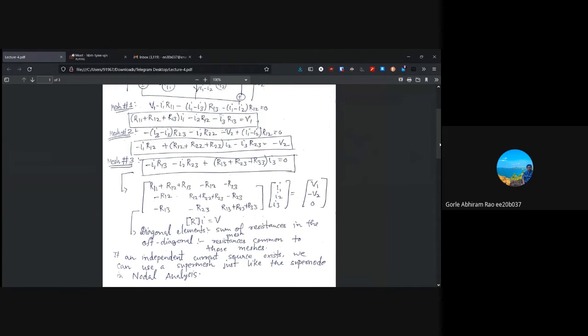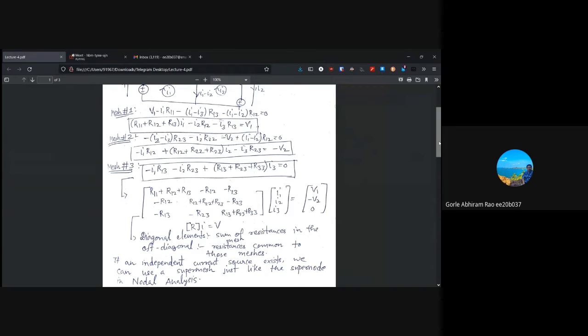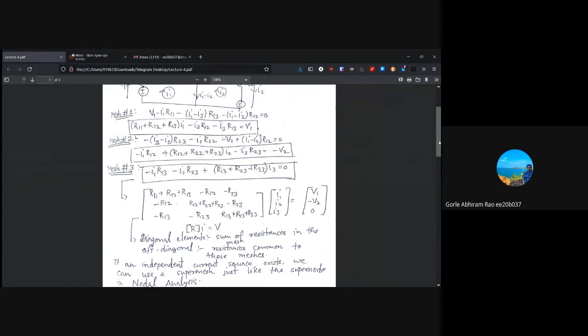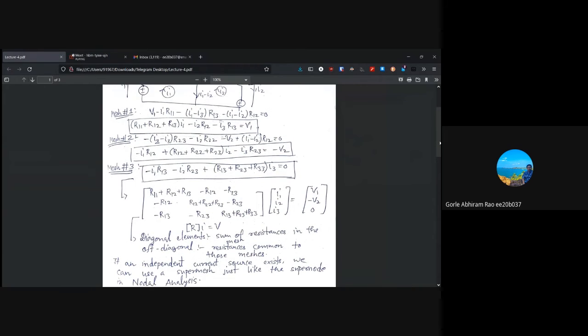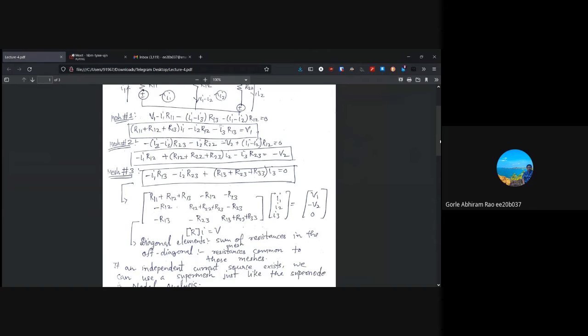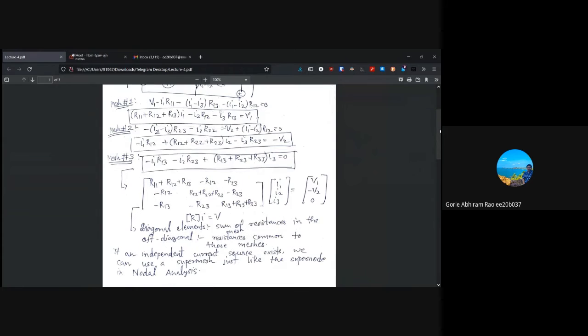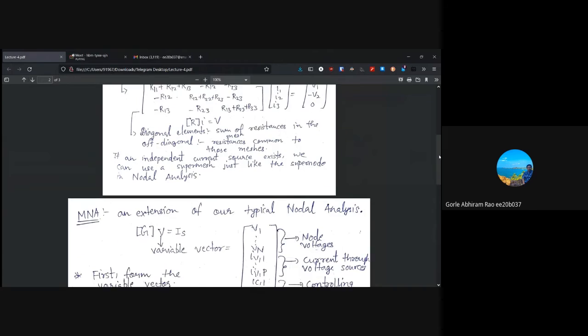And let's say we have an independent current source, like we had an independent voltage source in the previous nodal analysis case. What we can say is that instead of using the supernode concept we used previously, you can introduce something called the supermesh, and it's pretty analogous to the supernode, where we consider two nodes as one. So here we'll consider two loops as one, and try and get simpler equations, just like we did previously.